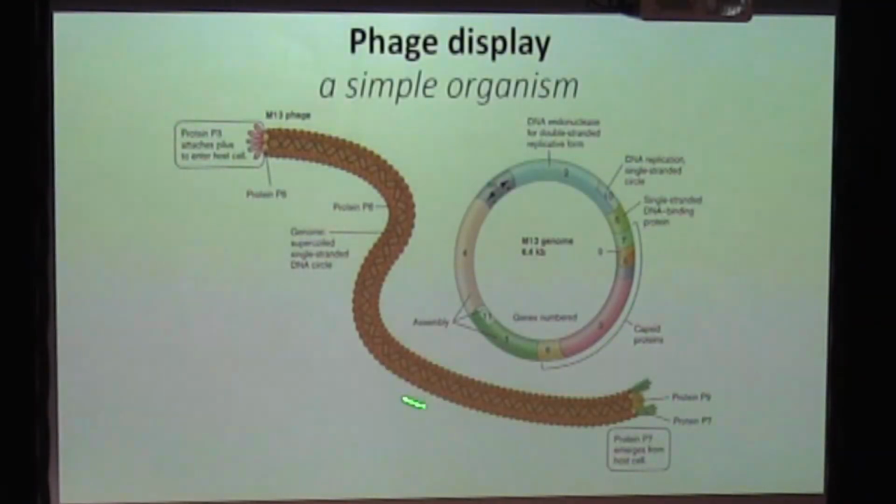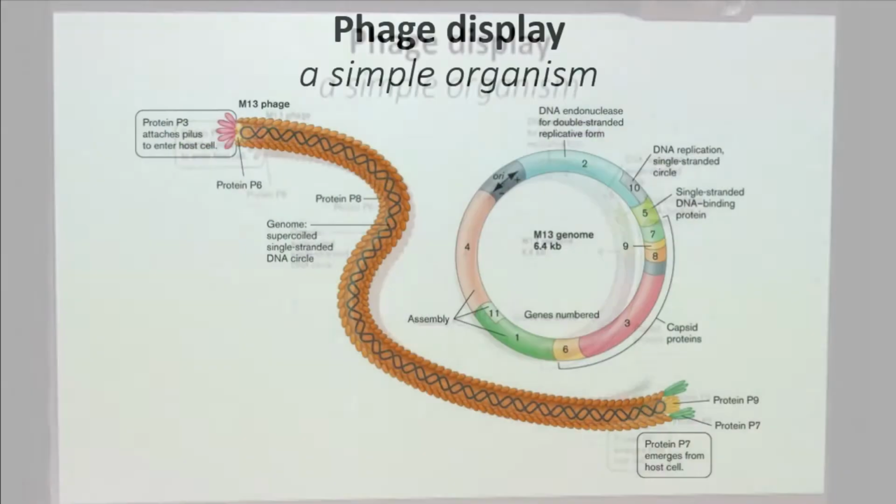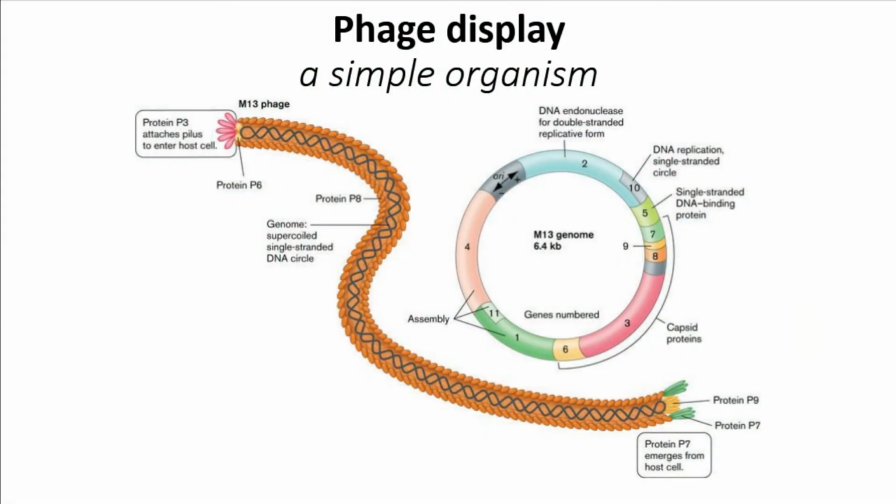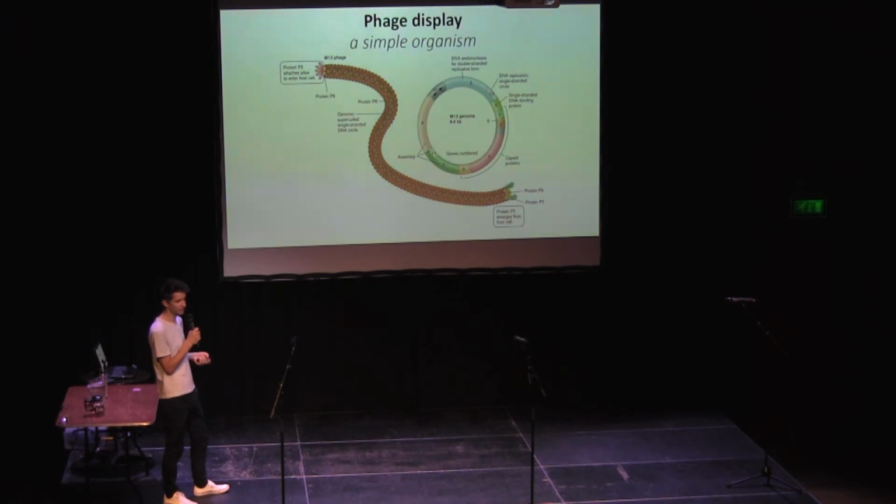So they're basically just an empty vessel, and inside this empty vessel is the DNA of the phage, and the DNA is in the shape of this circle here, like a rubber band, but the rubber band is twisted to fit inside the phage. So the DNA of the phage is very simple. It only consists of around 10 genes, which is nothing compared to the complexity of us humans.